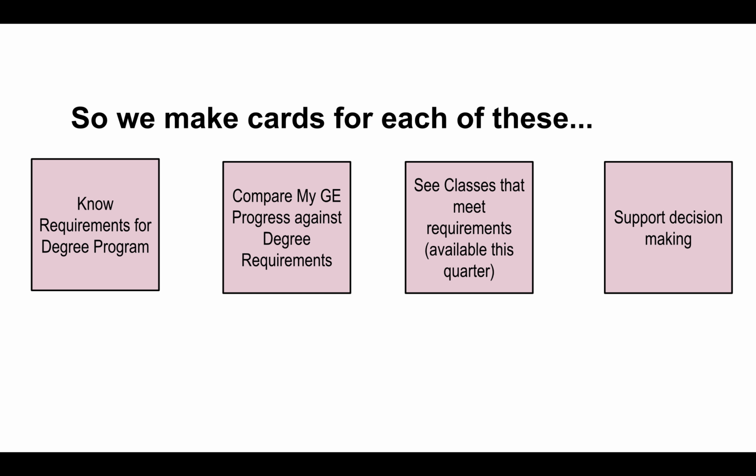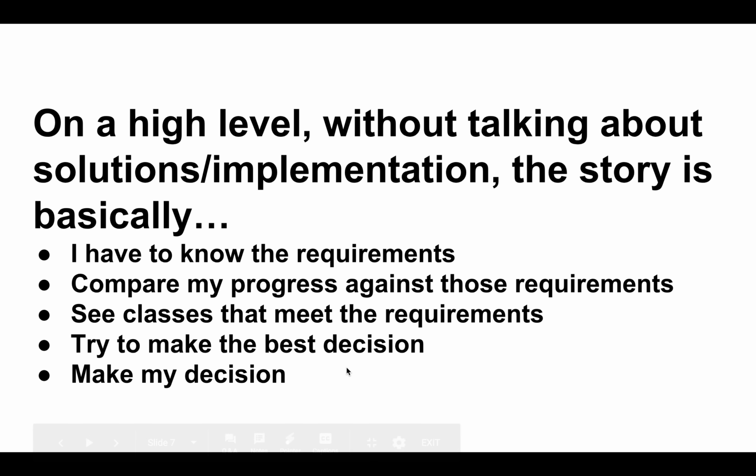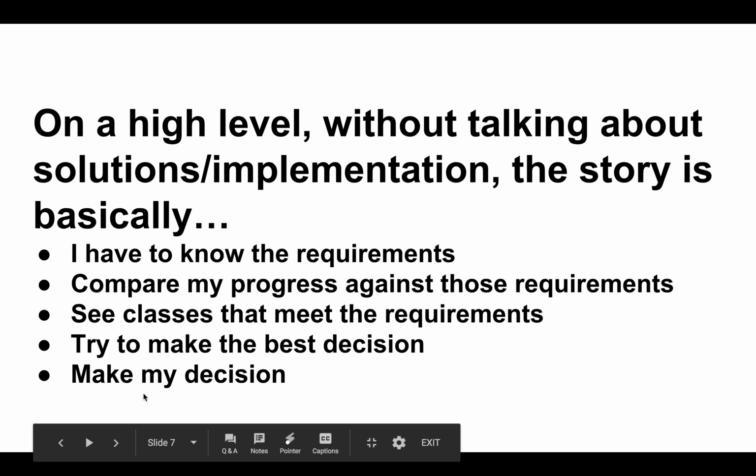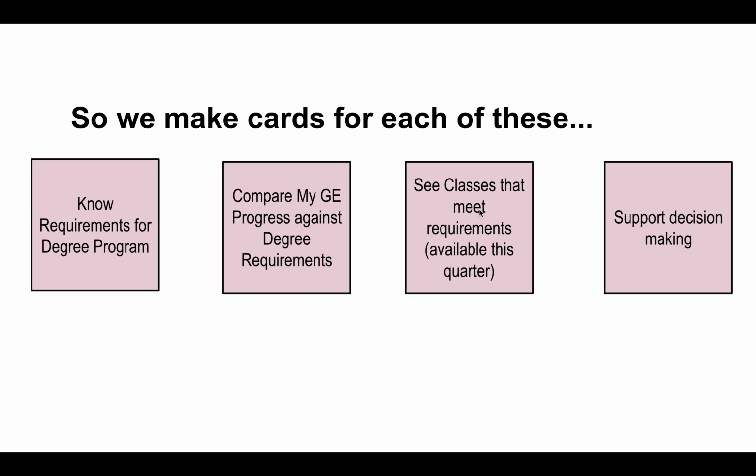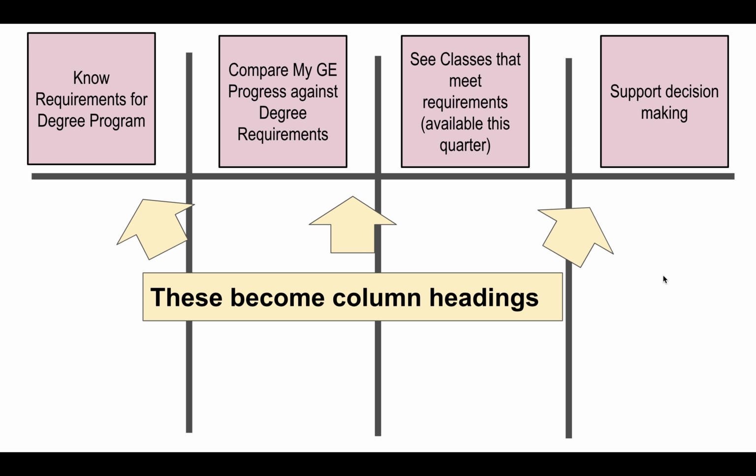So what we're going to do is make cards for each of these items. If I go back a slide for a moment, each of these bullet points, and these actually combined these last two, try to make the decision and make my decision, into one. Each of those becomes a card. So we have know the requirements, compare my GE progress against the degree requirements, see the classes that meet the requirements, and support the decision making. And those cards become column headings. This is the user story mapping process.